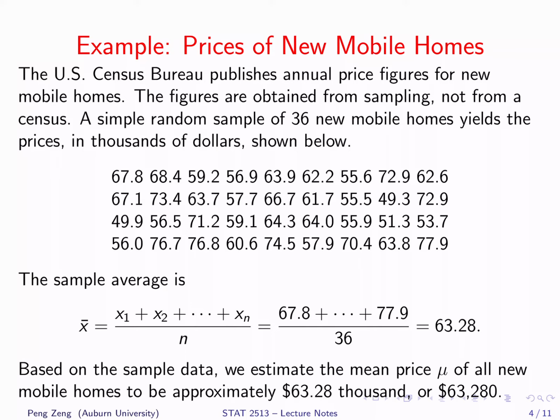We can calculate the sample mean from the data. The sample mean x bar is the sum of the numbers divided by the sample size 36. The sample mean is $63.28 thousand. We conclude that we estimate the mean price of new mobile homes to be approximately $63,280. This example shows how to estimate the population mean using a sample mean.